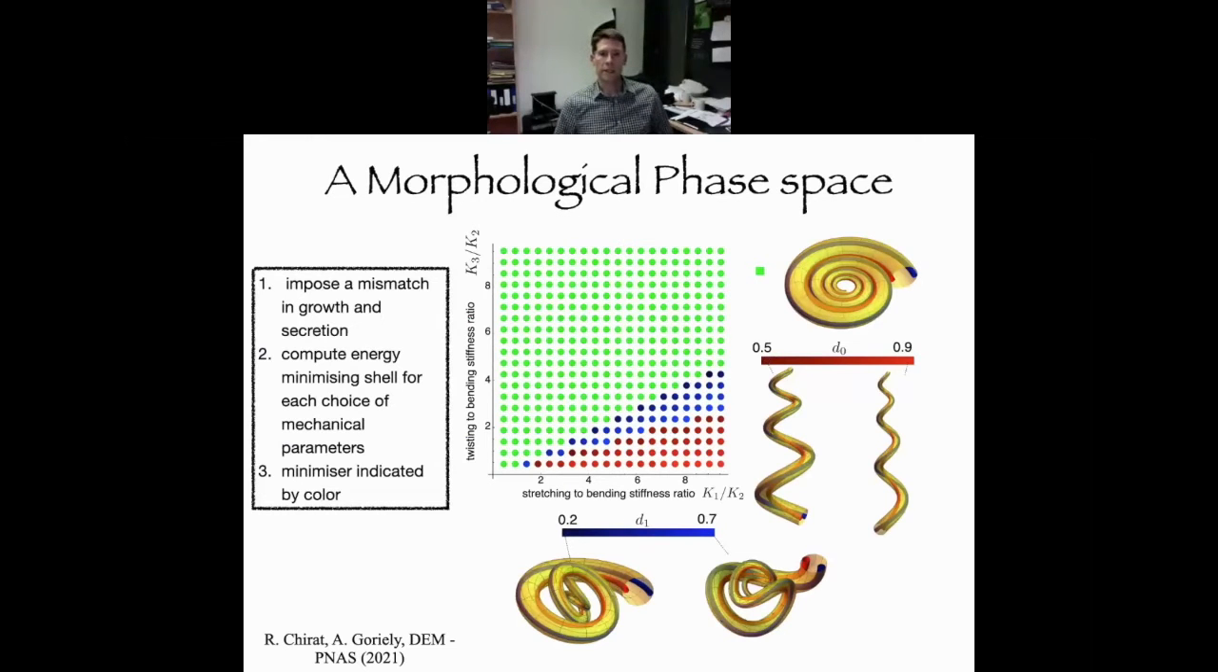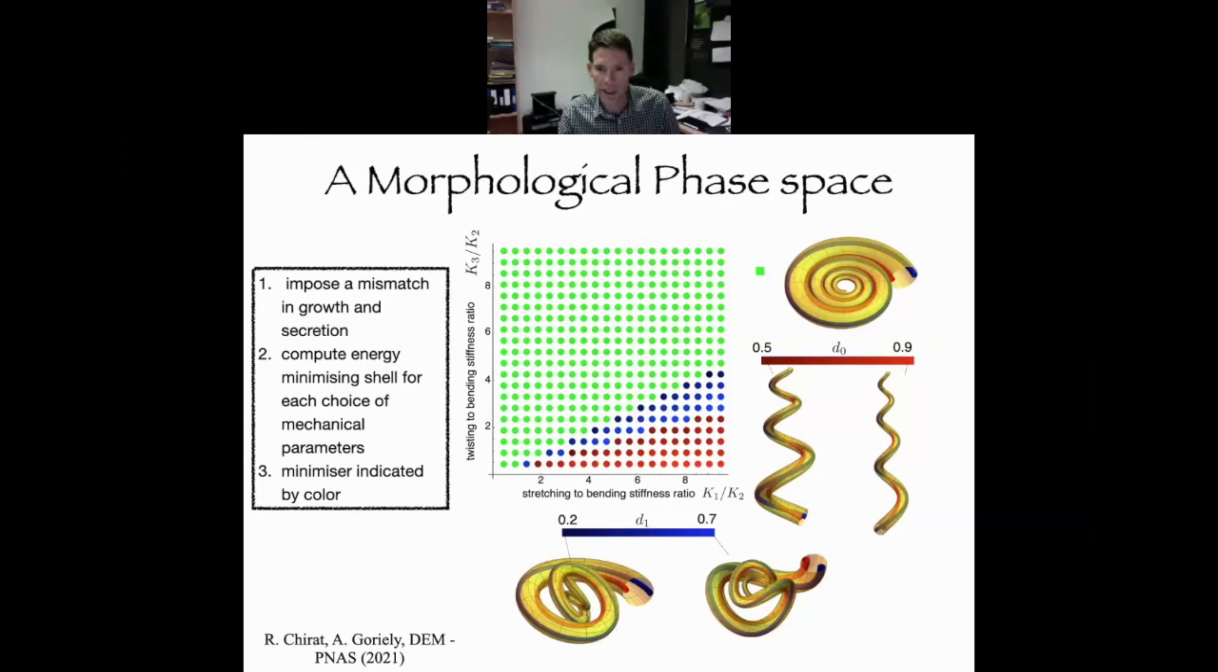So from that, we can do what I'm calling a morphological phase space. And so in this picture, I am imposing a mismatch. I'm putting all those parameters in. I'm imposing some degree of mismatch between the body and the secretion. And then my 2 axes here are the ratios of the stiffnesses. So I don't know much about them, but here, let's take a large range of them. And at each point here, I compute the energy minimizing shell, and then I color that point by which one was the lowest. And so right away in this picture, you see that a large part of the space is green, meaning for those mechanical parameters, the planar shell is the energy minimizing one.